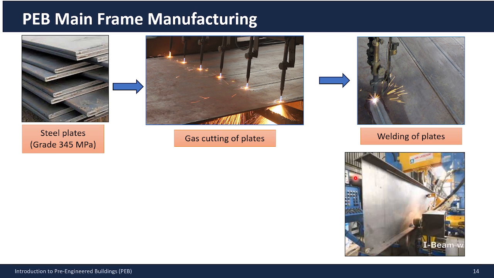Here we see the actual factory manufacturing process for PEB mainframes. The steel plates of grade 345 MPa are gas cut to precise profiles and then welded together using automated processes. This controlled environment is what guarantees dimensional accuracy and weld quality.